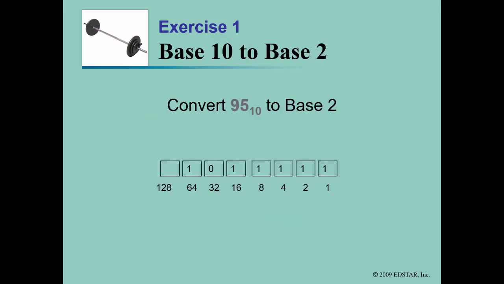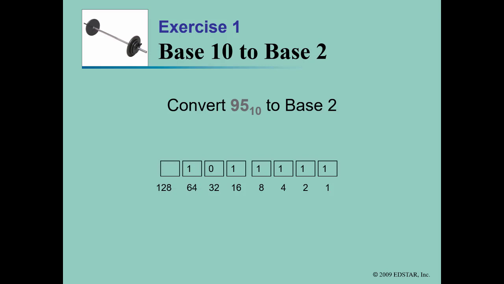What if we want to convert 95 in base 10 to base 2? This is much easier if you have the place values written out. Obviously, there is no 128. You can only have one at most of each place value. There is a 64, so we put a 1 in the 64 place value.